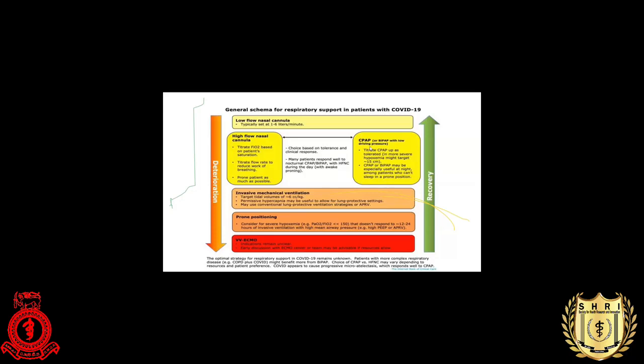How long can we keep the patient on high flow oxygen? That depends on the patient's clinical outcome. If the patient is deteriorating, you can't continue. But if the patient is getting comfortable and improving, then you can start weaning off.